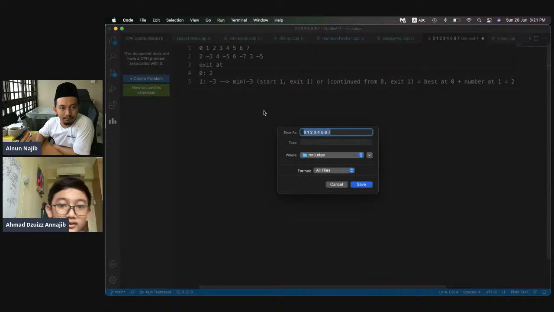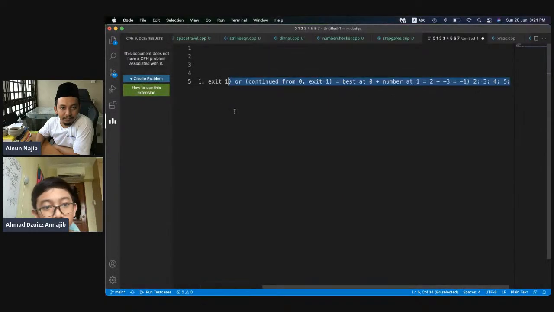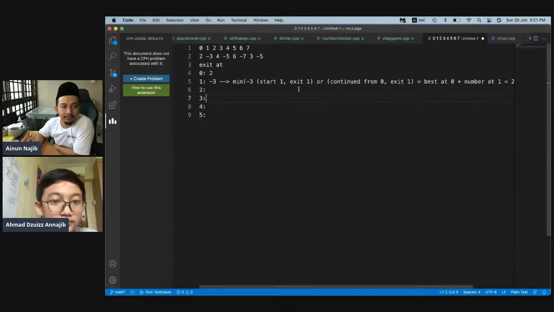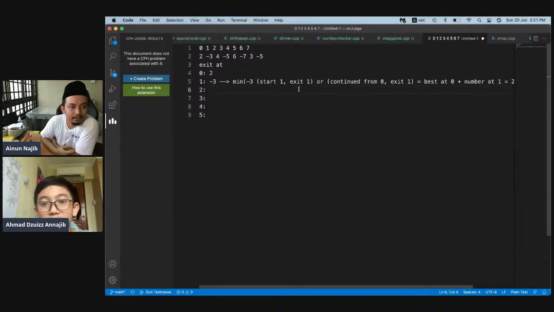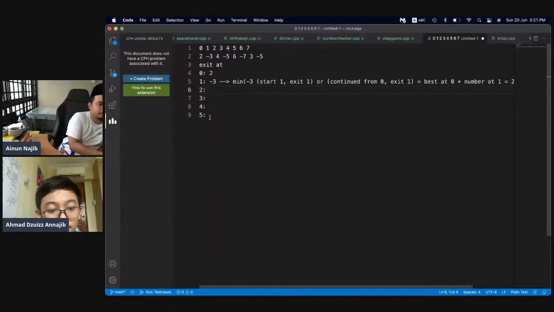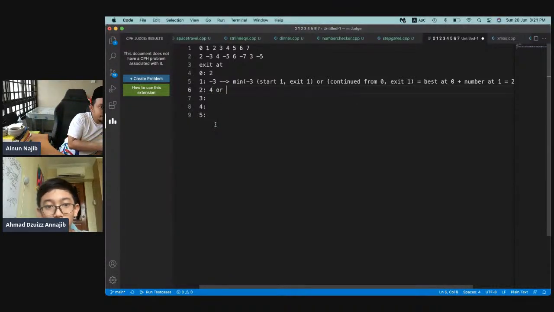Okay, so next continue. Continue the logic. So at 2, what is this? At 2 it can be 4.